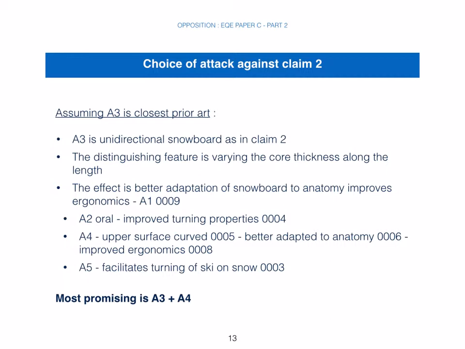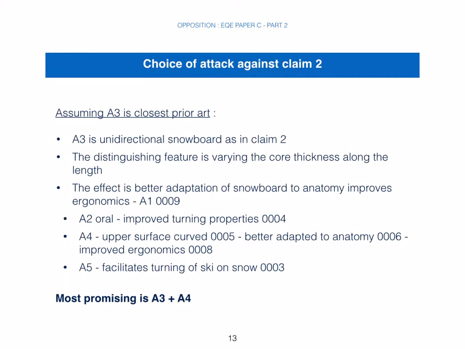When we turn to the secondary documents, A2 has improved turning properties in paragraph 4. A4 has an upper surface which is curved in paragraph 5, which is better adapted to the anatomy, paragraph 6, and provides improved ergonomics, paragraph 8. And A5 facilitates turning of a ski on snow in paragraph 3. Most promising attack is A3 plus A4 because of the close fit of the claimed effect of anatomy and ergonomics and what is achieved by A4.